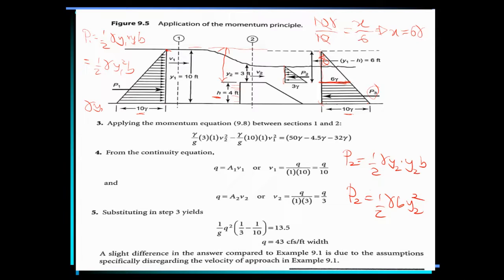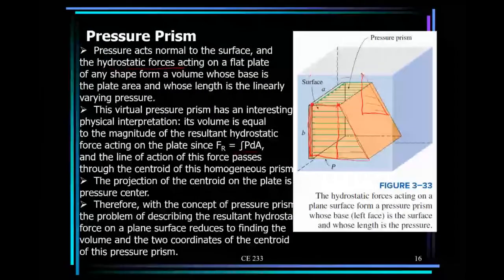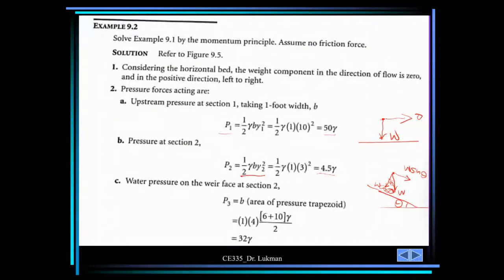And to find the pressure distribution is simply the area of the trapezium times b, because the pressure force acting is the volume, the volume of the prism, which is simply the area of this, times b. Simply b times the area of the pressure trapezoid.